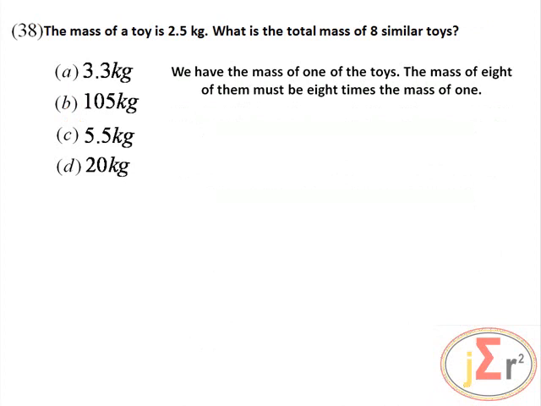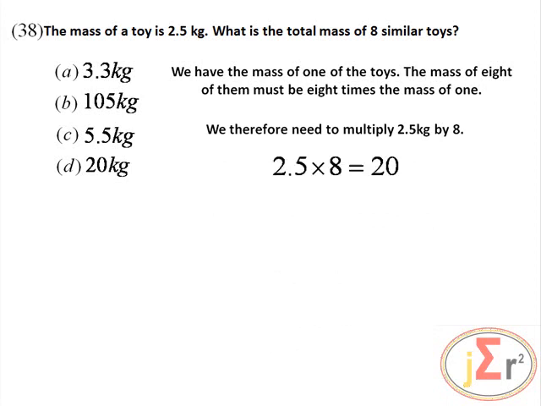The mass of a toy is 2.5 kilograms. What is the total mass of 8 similar toys? We have the mass of one toy. The mass of 8 of them must be 8 times the mass of one. So we're going to multiply that by 8. So we therefore need to multiply 2.5 kilograms by 8. So 2.5 times 8 is equal to 20.